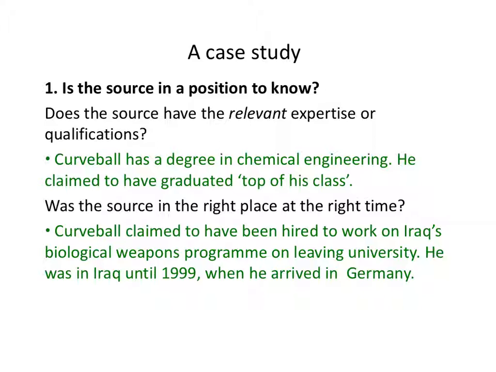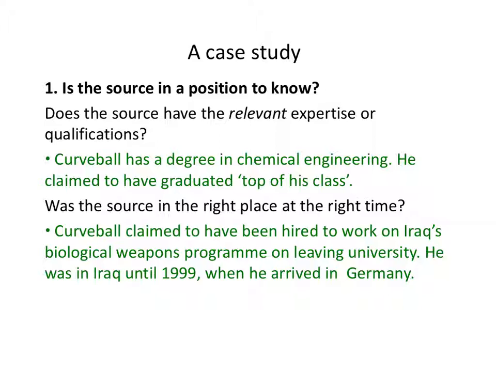So, question one, is the source in a position to know? Well, here we can ask, first of all, about Curveball's expertise. After all, you might work somewhere and see chemicals and machinery and have no understanding at all of what any of it does or what it could do. Nonetheless, Curveball had a degree in chemical engineering, and he claimed himself to have graduated top of his class. So if that's true, that would give him some kind of relevant expertise, chemical engineering.